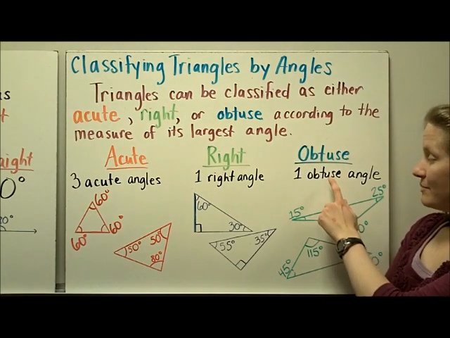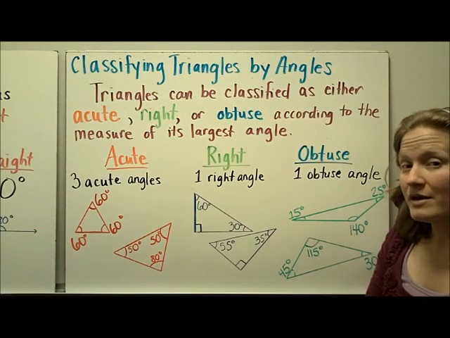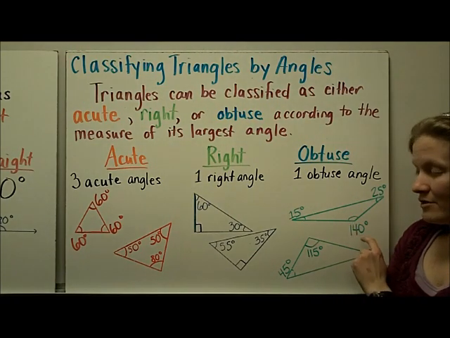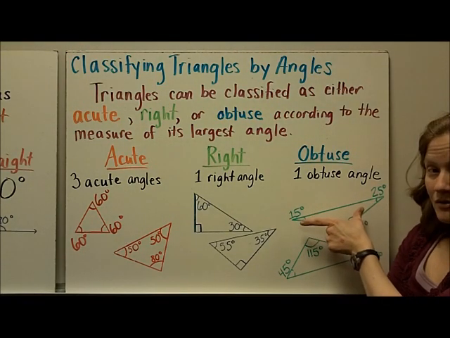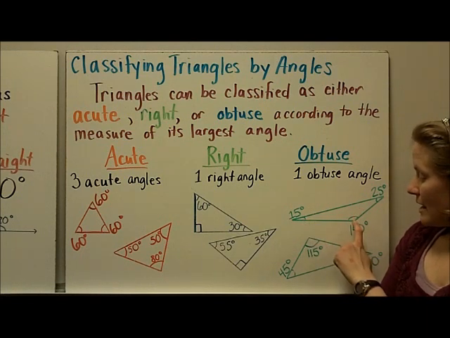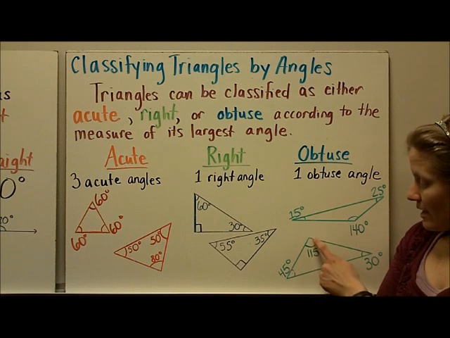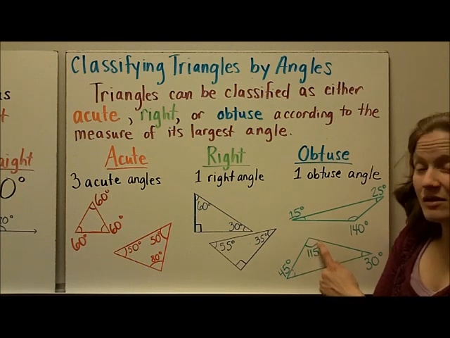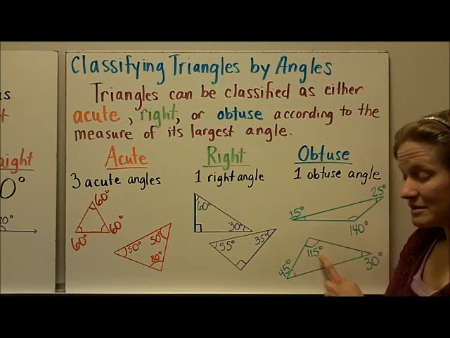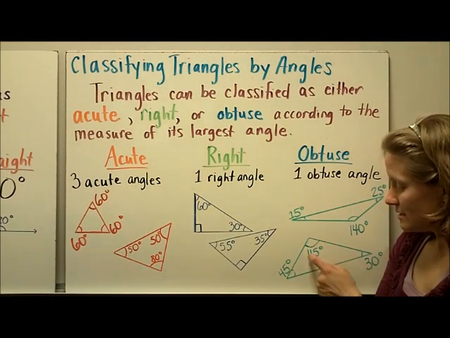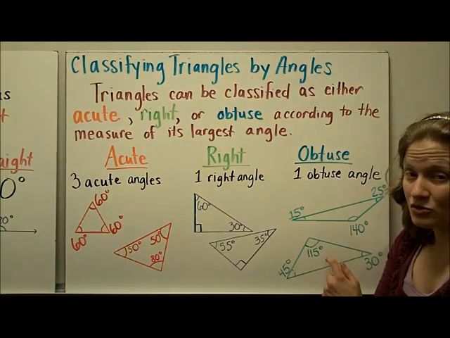And finally, an obtuse triangle has one obtuse angle. We can see here the obtuse angle, and this one is 140 degrees with two acute angles opposite that. And this is the biggest angle, so we call it an obtuse triangle. Here we have an angle that's just a little bit bigger than a 90-degree angle, but it still is an obtuse angle, and two acute angles. Since this is the biggest angle, we call this an obtuse triangle.